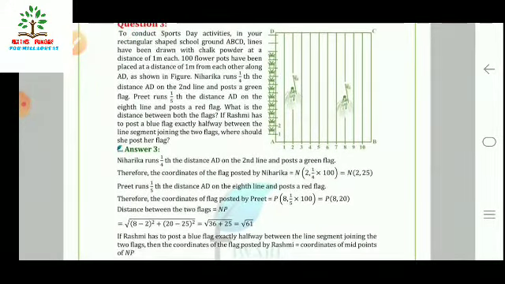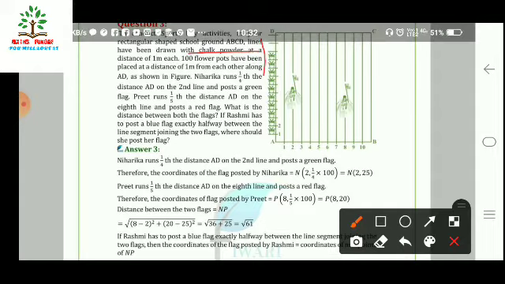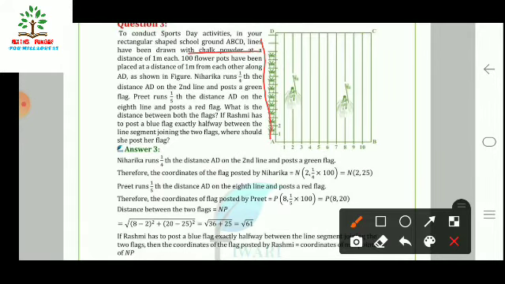In question number 3, reading of the question is very important, and understanding the question is very important. The question is to conduct the sports day activities in your rectangular shaped school ground ABCD. The lines have been drawn with chalk powder at a distance of 1 meter each. 100 flower pots have been placed at a distance of 1 meter from each other along AD. We can see AD. So the distance between each flower pot is equal to 1 meter each, along the AD as shown in the figure.